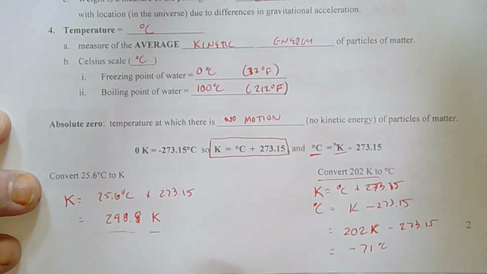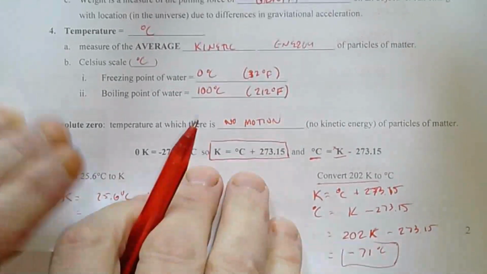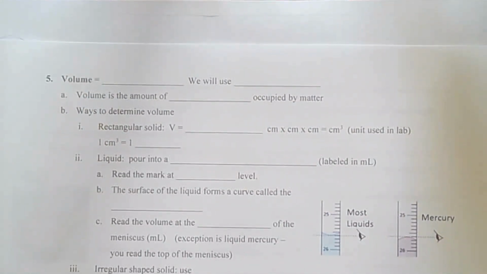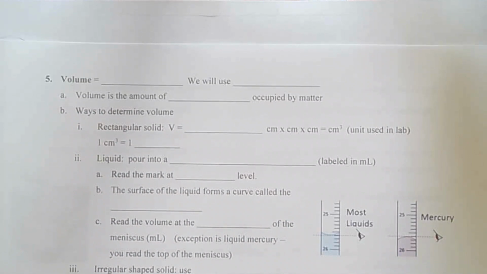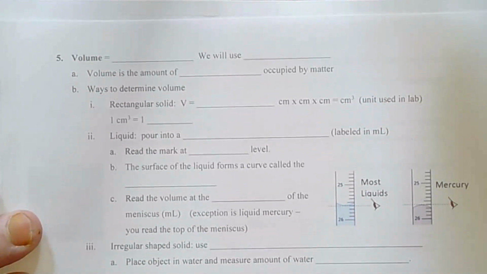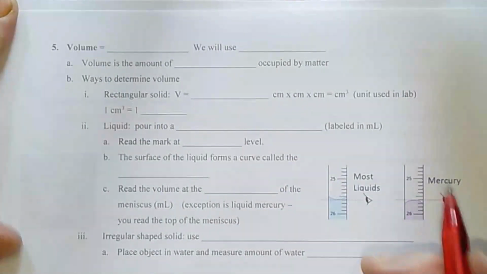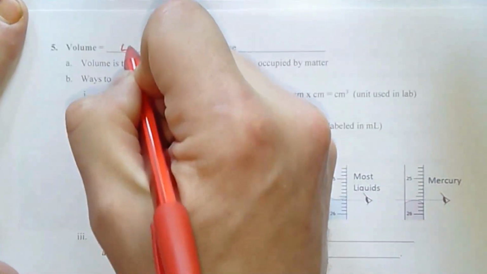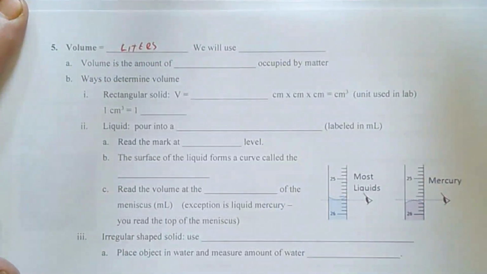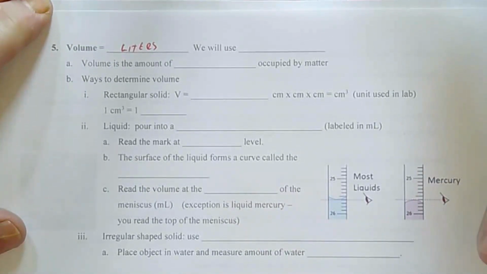Okay? Now, going on to the next piece. Calculate volume. The base unit for volume is liters. We will typically, in the lab, not use quantities that are liters because that is just a large amount of something. We are going to typically record volume in milliliters.